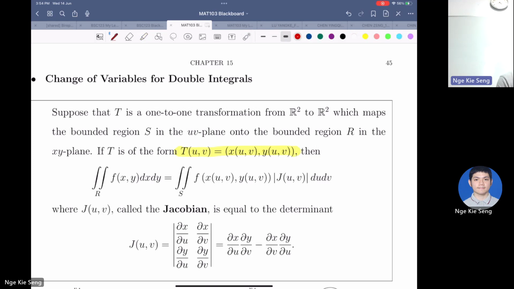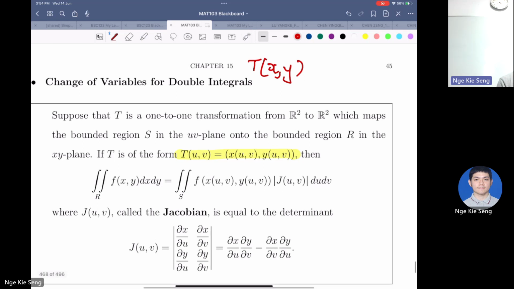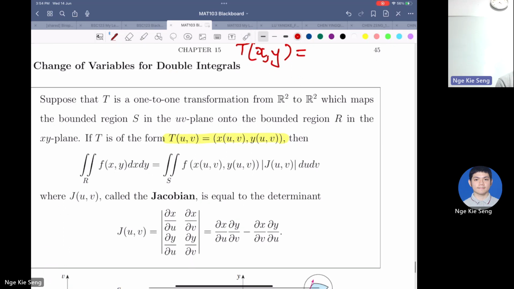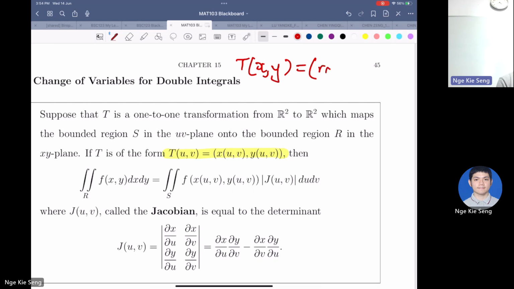So for example, just now, we sent the coordinate xy to the polar coordinate. You can prove that this is a one-to-one and onto transformation, using r cos theta, r sine theta. Similarly, you can extend this to three dimensions. Just now we have two kinds: one is spherical, the other is cylindrical.